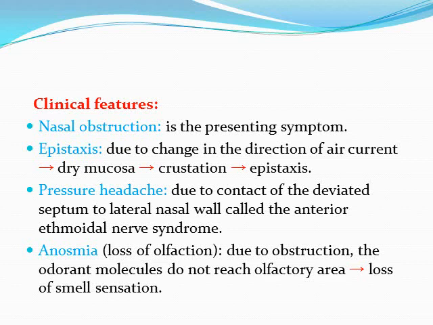Clinically, the nasal septal deviation is associated mainly with nasal obstruction, which is the presenting symptom. Epistaxis occurs in patients with septal deviation due to the changes in the direction of the air current, and this change will cause dry mucosa, and the dry mucosa will lead to formation of a dry secretion, which is called crust. And this crust, when separated from the mucosa, will lead to a wound, and this leads to epistaxis.